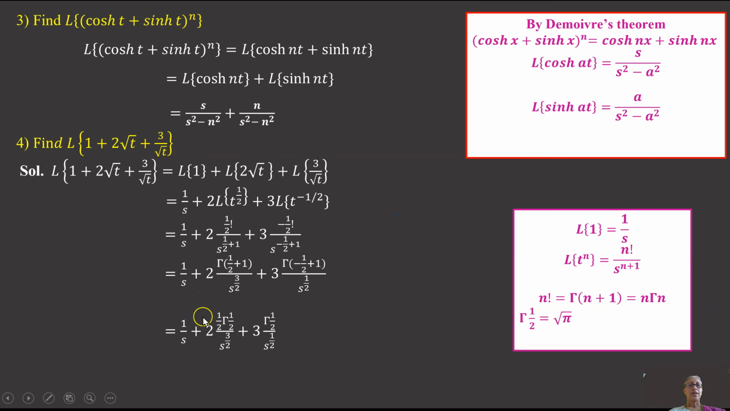Okay. Now gamma half equal to square root of pi. Gamma 1 by 2 equal to square root of pi. And here 2 into 1 by 2, both these numbers will get cancelled. So you get 1 by s plus, here gamma half means square root of pi upon s power 3 by 2 plus 3 into square root of pi upon s power 1 by 2. So this is Laplace transform of 1 plus 2 root t plus 3 upon square root of t.